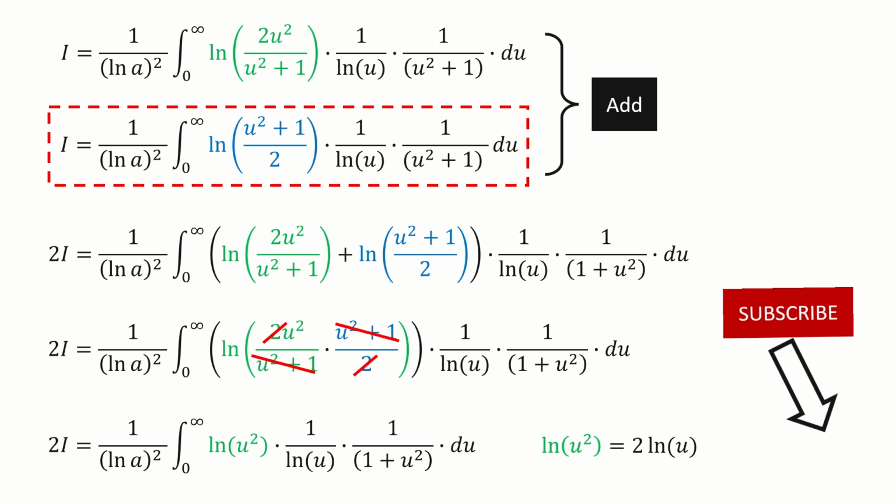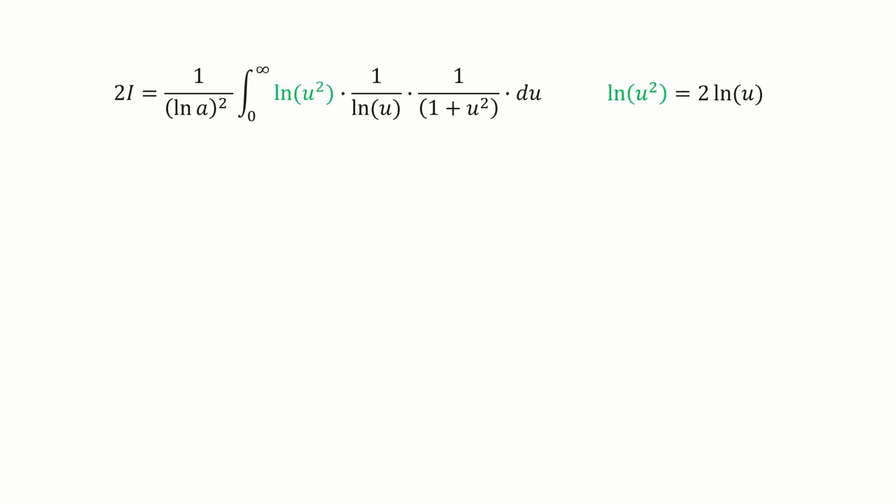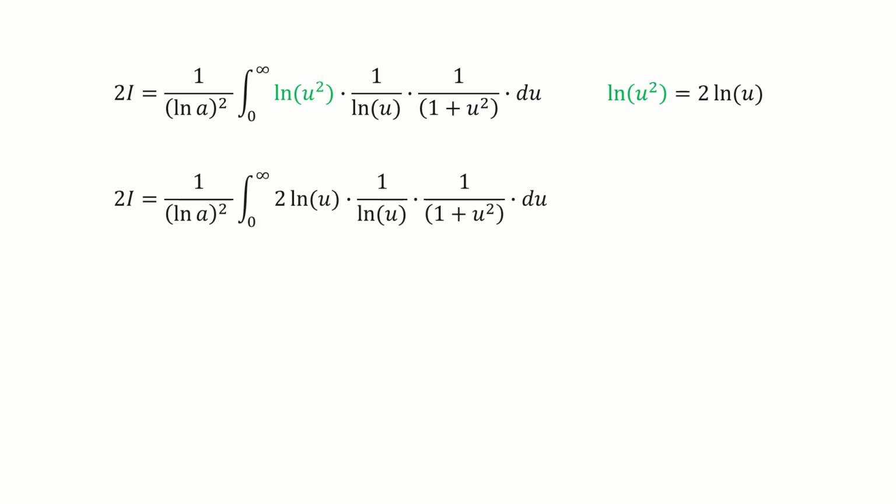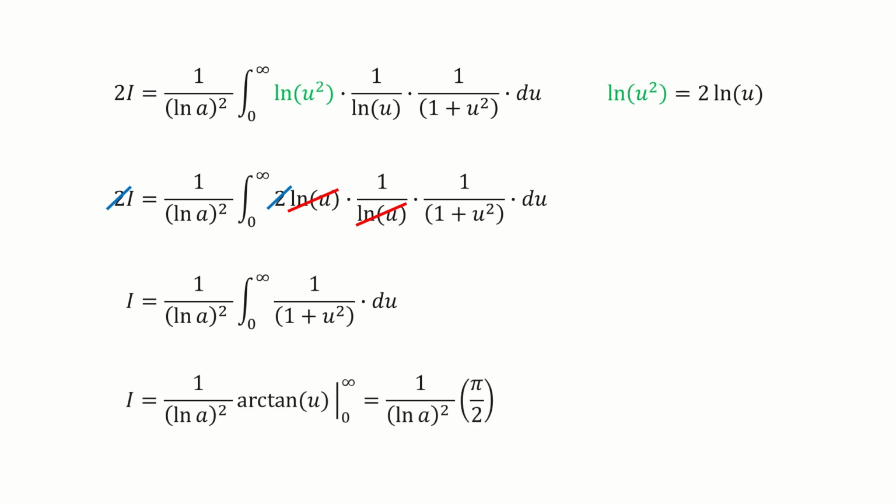And note this green term equals 2 times log u. I copy them here. So after replacing this green term by 2 times log u, we got here. And the log u cancels out. The number 2 also cancels out. So it reduces to a very simple integral. Then we just integrate and we got arctangent u. After plugging in numbers, we got this final answer.